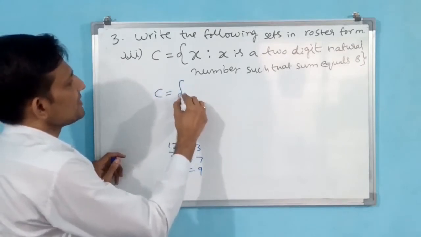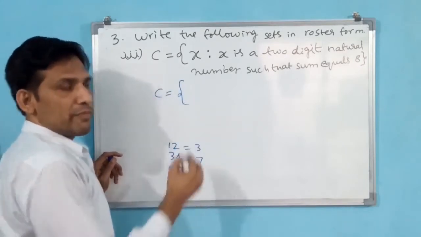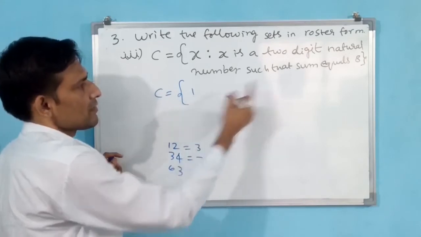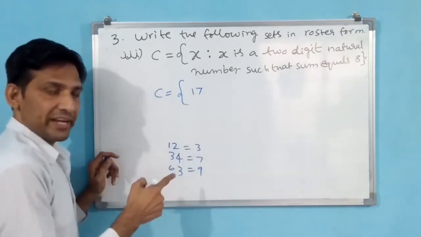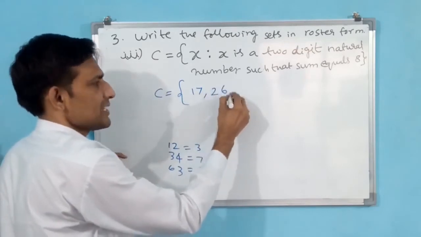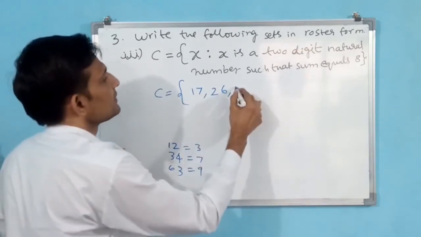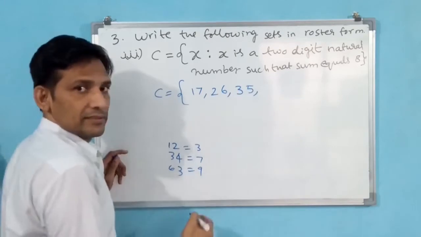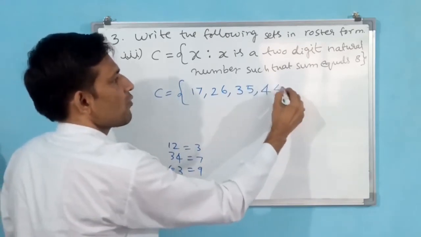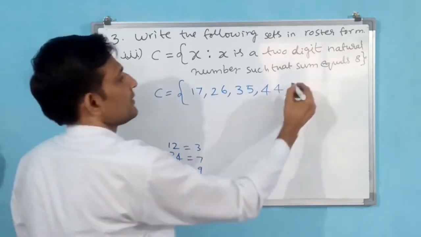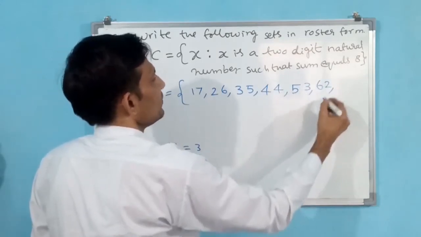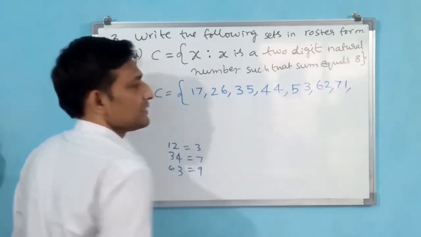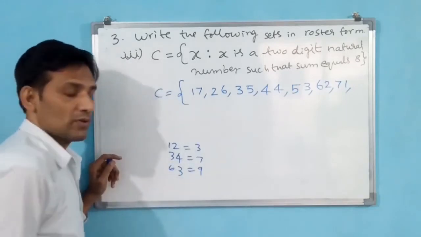C is equal to, the first number 1 is there. For getting 8 you have to add 7. That means 17. 26. 35. 44. 53. 62. 71, over? No, 80.